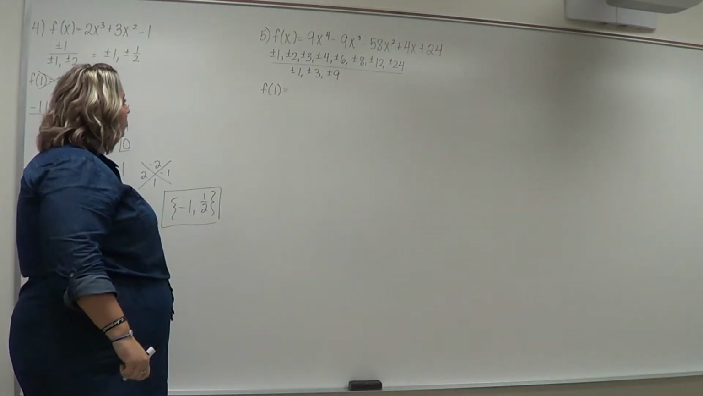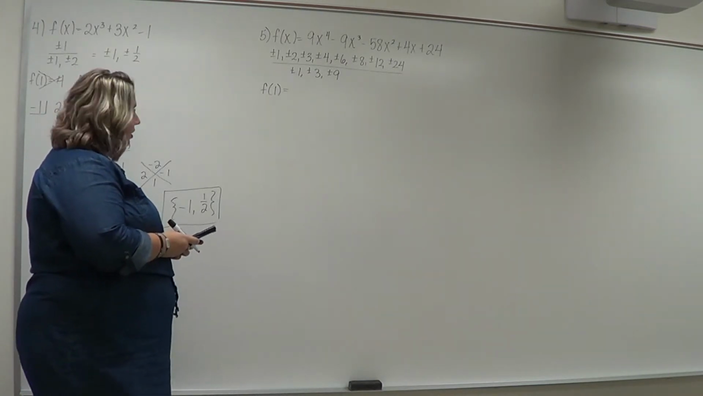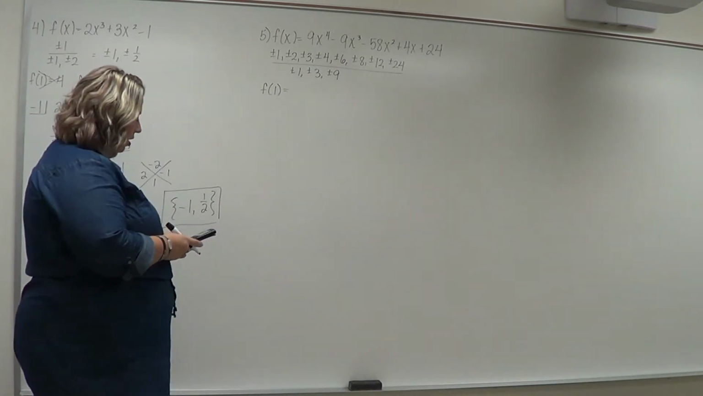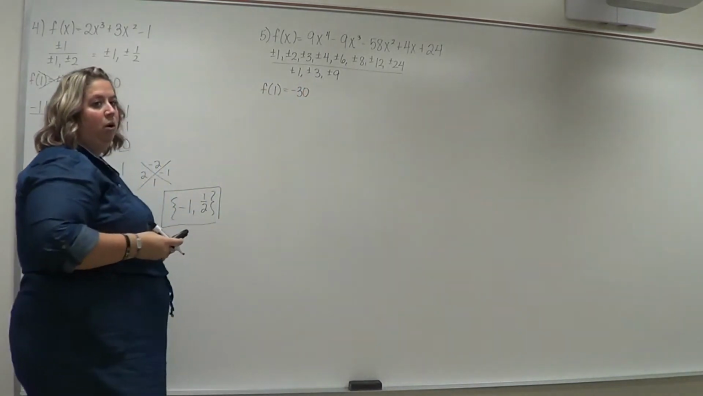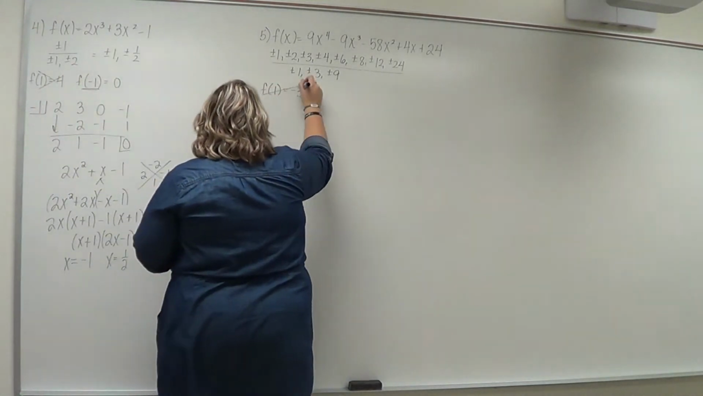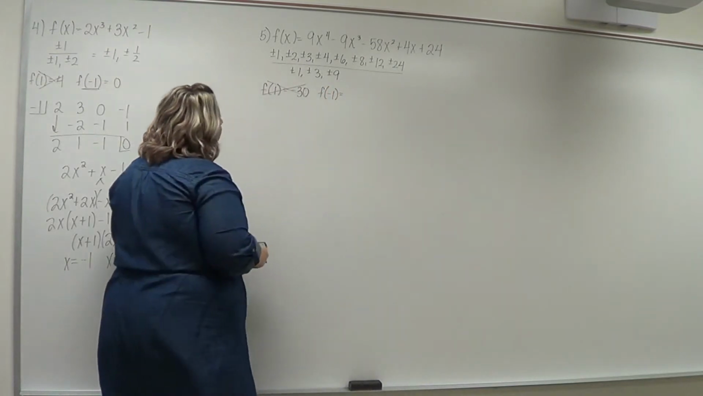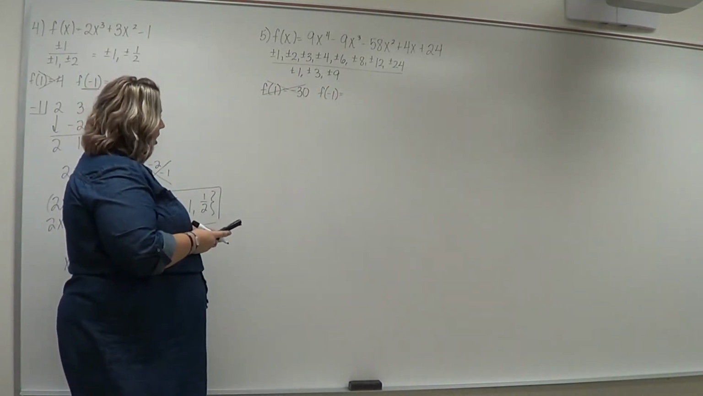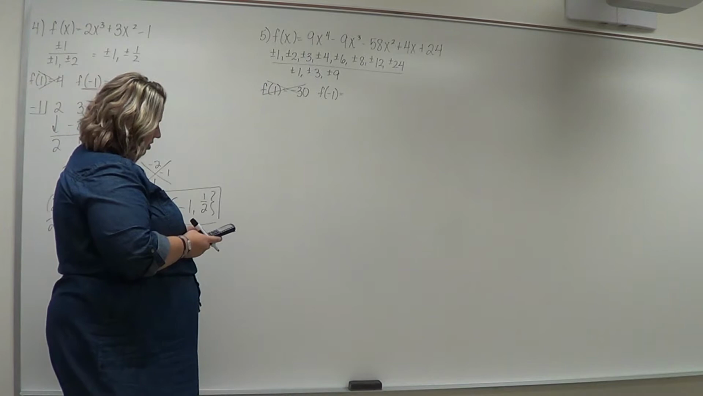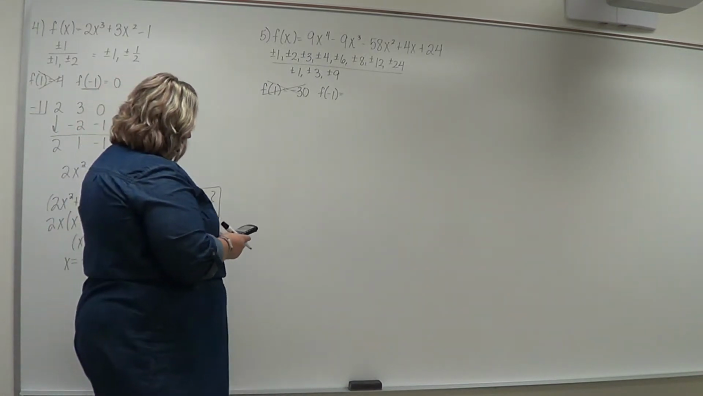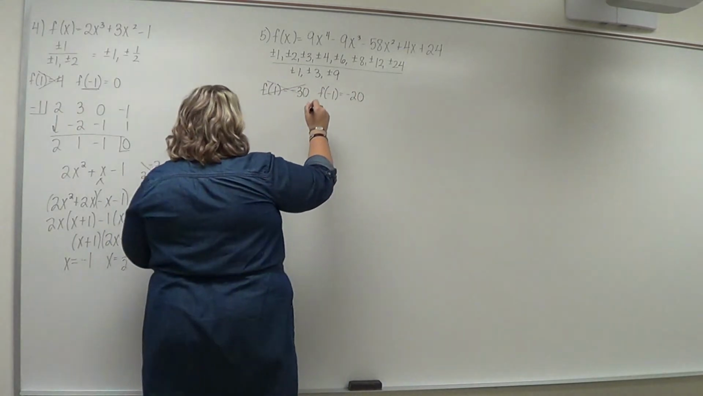Okay, so the first I'm going to try is 1. See if 1 works. So that'd be 9 minus 9 minus 58 plus 4 plus 24. That gives me negative 30. Okay, so is 1 a 0? No. Okay, so now I'm going to try negative 1. So if I do negative 1, I would have 9 plus 9 minus 58 minus 4 plus 24. That gives me negative 20. Okay, also not a 0.